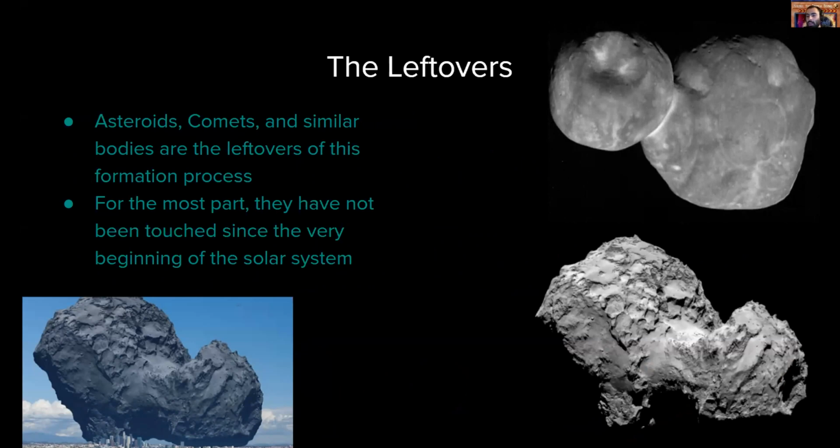So on the top right and bottom right, you can see some examples of these leftovers. On the top right, there's, I think it's an asteroid. It's called Ultima Thule. It's about 20 miles across or so. And on the bottom right is actually a comet. And just for a bit of perspective, on the bottom left, it's the picture of the same comet on the bottom right, but to scale against Los Angeles, which you can see on the very bottom of the image, just to show its size. Yeah, you can go to the next slide.